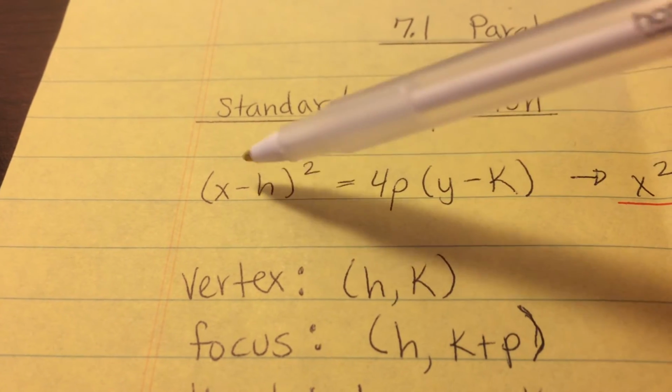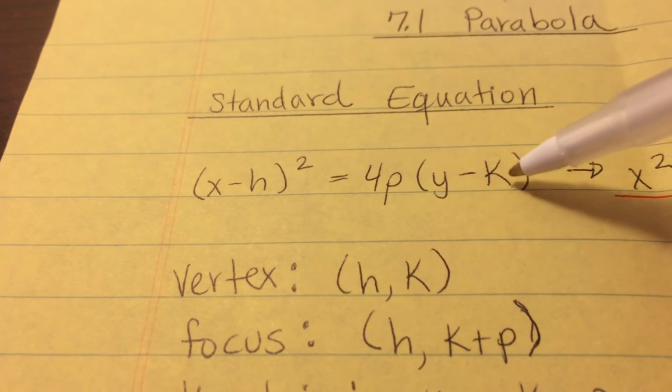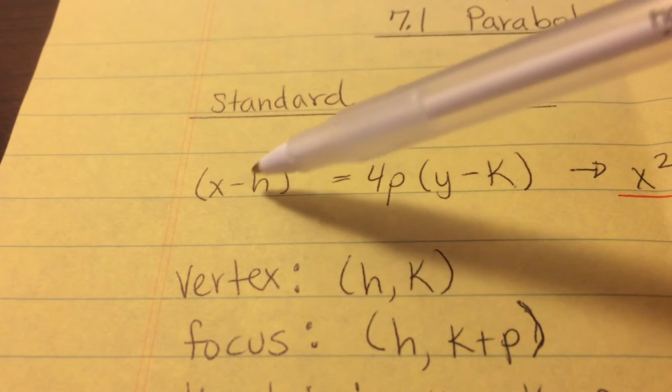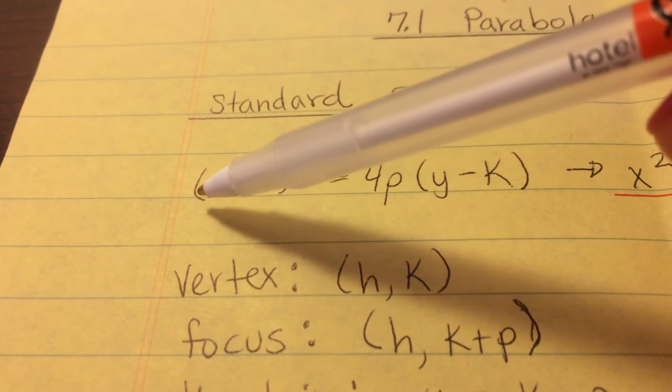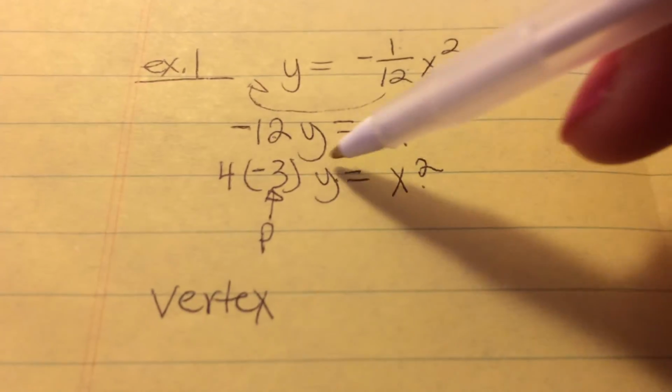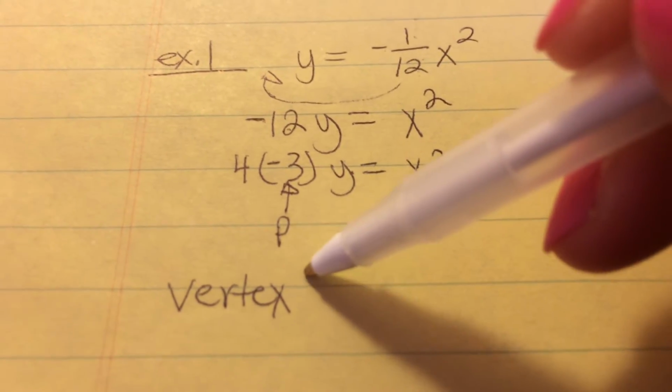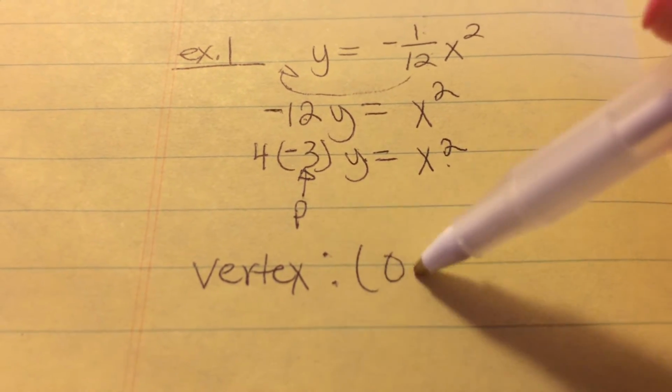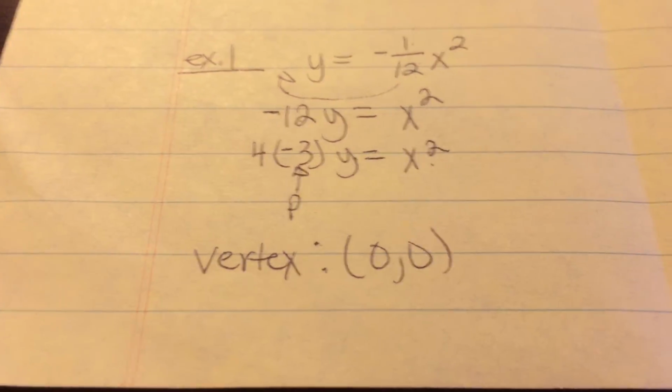Remember, the h is always on the x, the k is always on the y. Just alphabetically, h comes before k, just like x comes before y. Okay? So in this case, since I don't have any of that parentheses, then the vertex would have to be 0, 0. So I start with 0, 0 as the vertex. Okay? Then let me go ahead and graph this out.